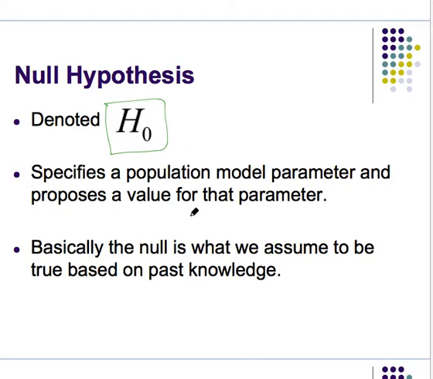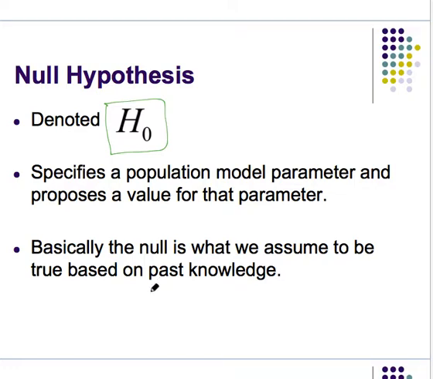It specifies a population model parameter and it proposes a value for that parameter. So the parameter is going to be some value, some situation that we expect to have happen. The way that I've always thought about this is the null hypothesis: if I did nothing, that's what we assume to have happened. So the experiment that we've tried, what has always happened in the past? That's what your null hypothesis is. Nothing has changed. That's what we expect to have happened. That's what always has happened. I kind of think of it as nothing exciting.